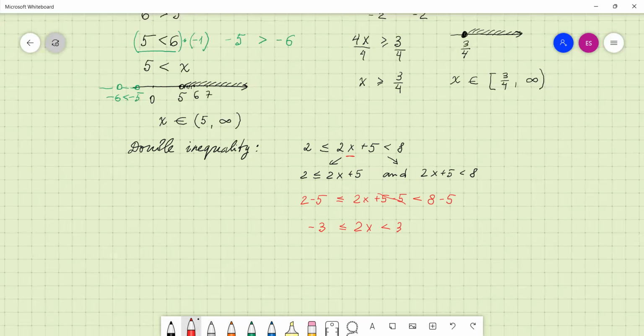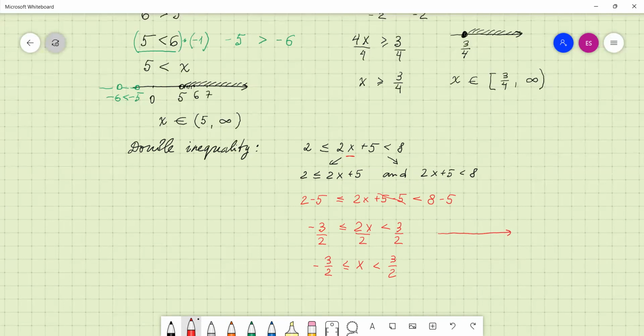Now, to isolate x, we need to get rid of the 2, right? How do we do this? We divide by 2. I'm going to divide all three parts of my inequality by 2. And I'm going to get -3/2 here, less than or equal to x, and then less than 3/2. Well, accidentally, I got symmetrical numbers on the left and on the right. Not necessarily going to happen every time. You can have different numbers.